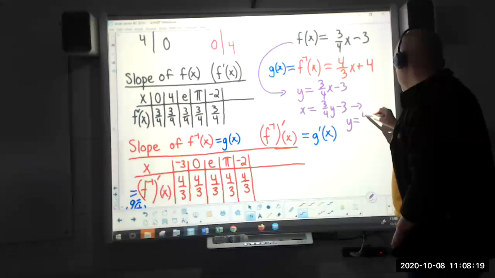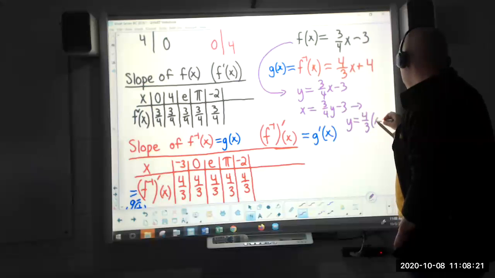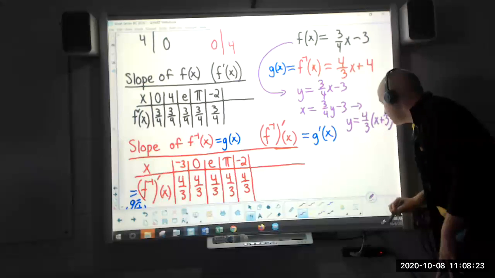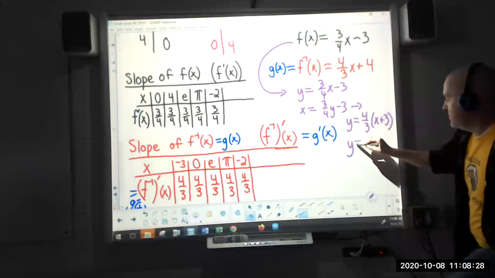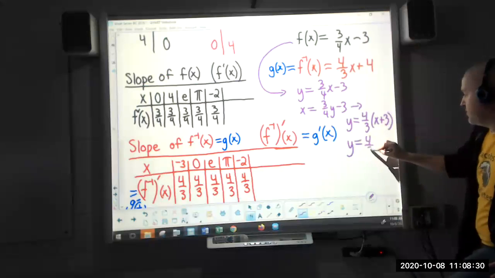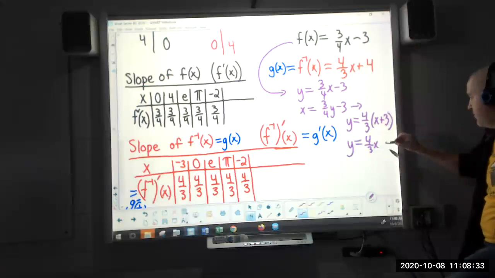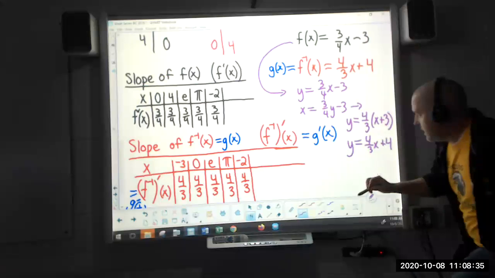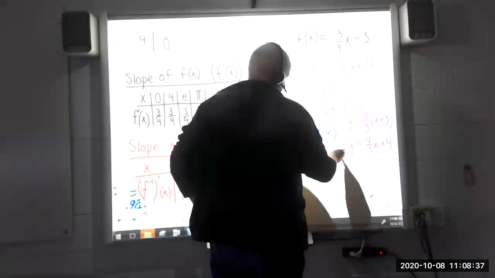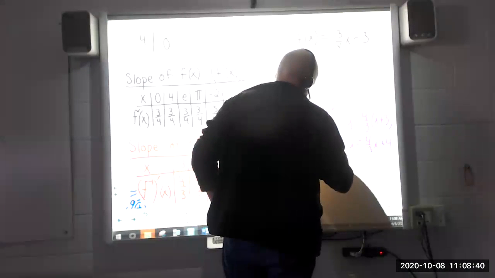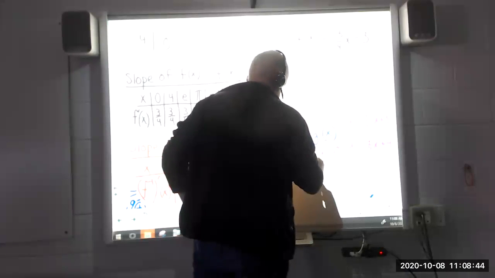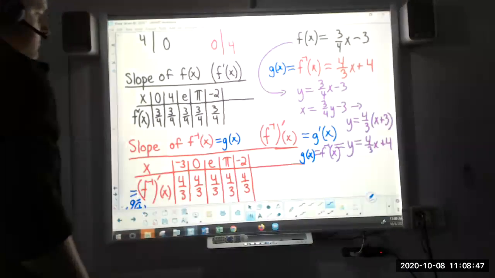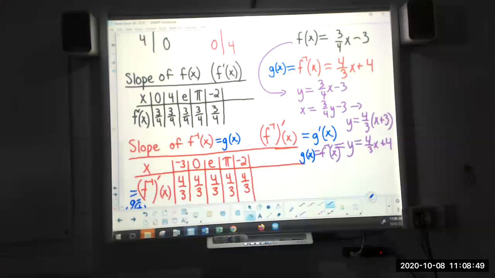You'd have y equals 4/3 times the quantity of x plus 3, which is super close to what I was expecting for F inverse. And exactly, if I distribute 4/3, I get 4/3 times x. 4/3 times 3 is 12/3, or 4. All that sweet, sweet algebra right there.